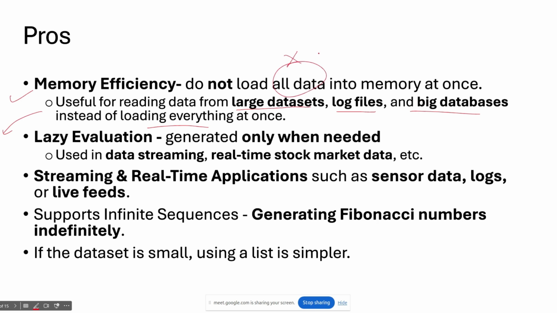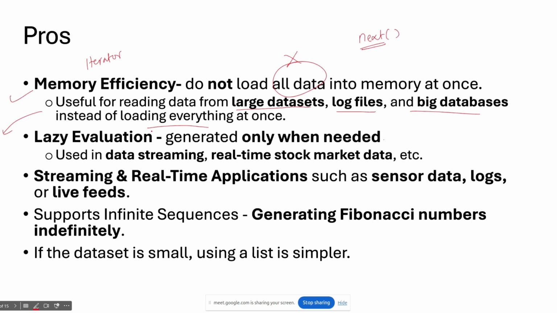No need to. You can only read it one by one, right? That is what the memory efficiency here is. That is why your iterator is better than list, tuple, dictionary. Lazy evaluation, right? It is generated only when needed. Whenever you need, you just call the next method. Otherwise you don't need to call.